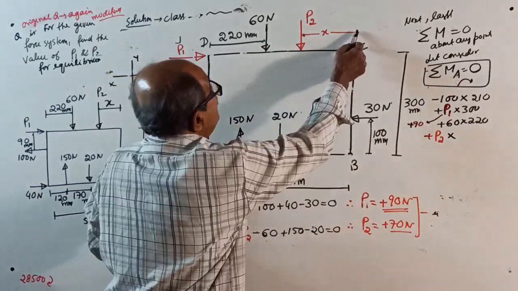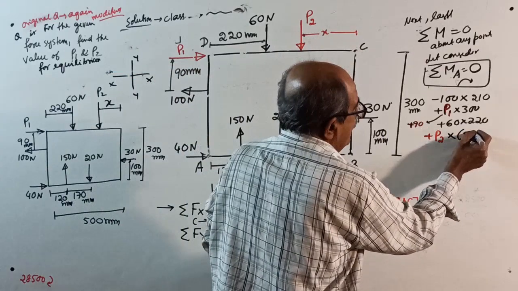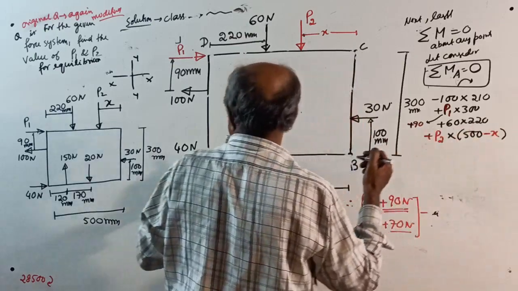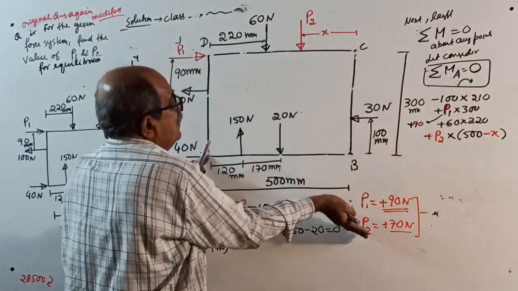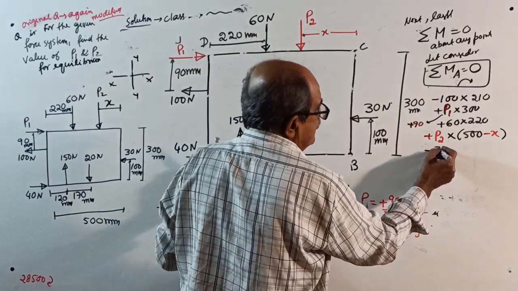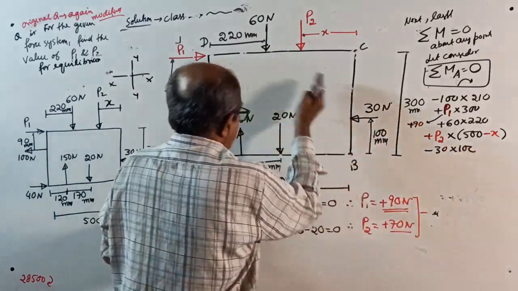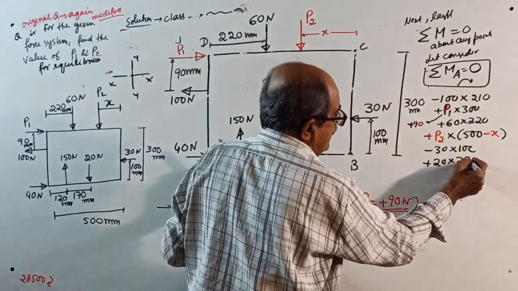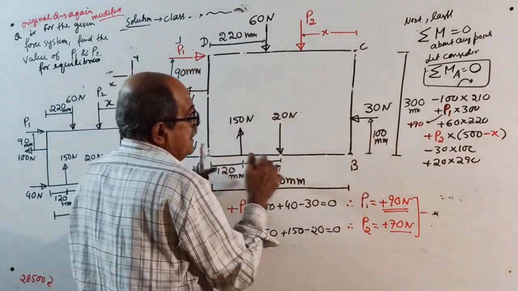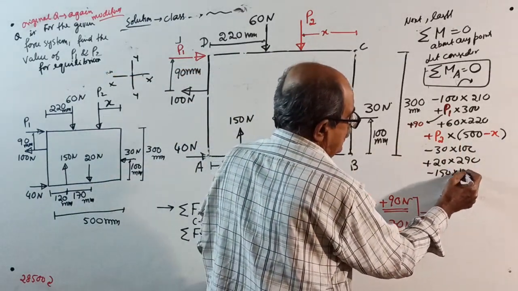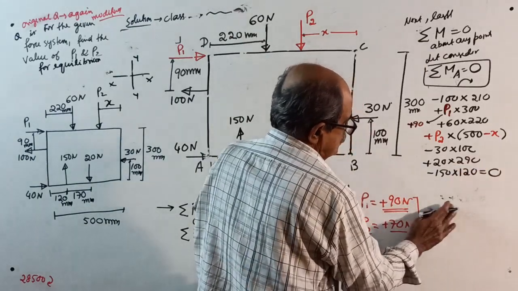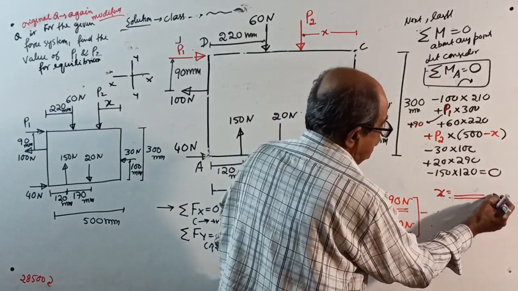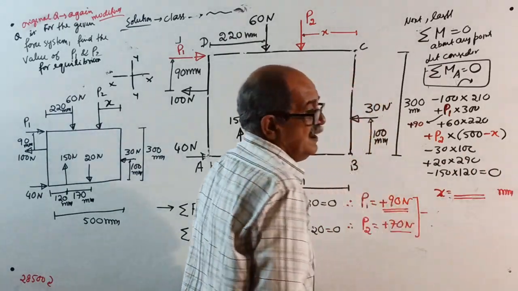This is 500, this is X into 500 minus X, P2, then all over, minus 30 into 100, plus 20 into 290, lastly, minus 150 into 120, equal to 0. Solve, you will get the value of X. X will come in millimeter.